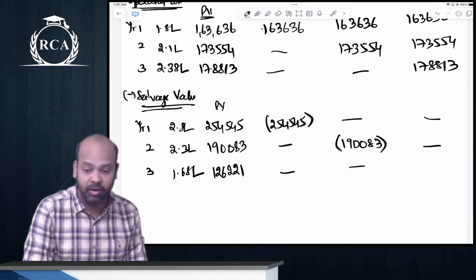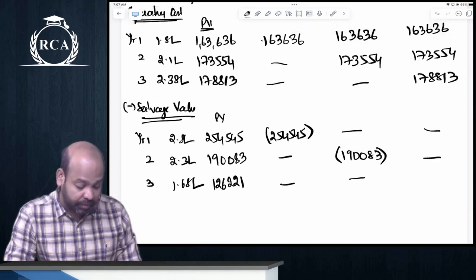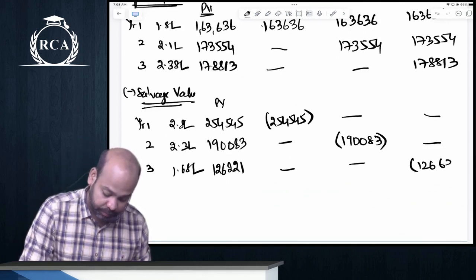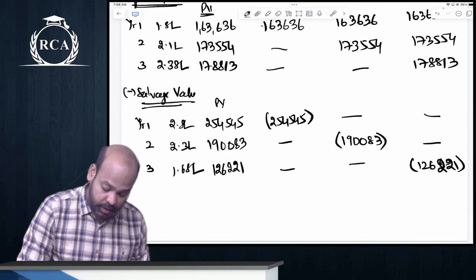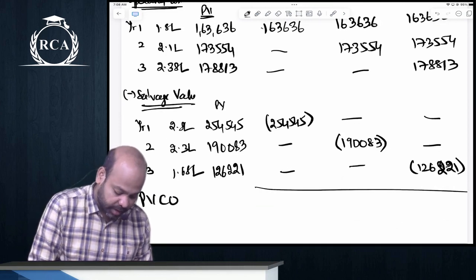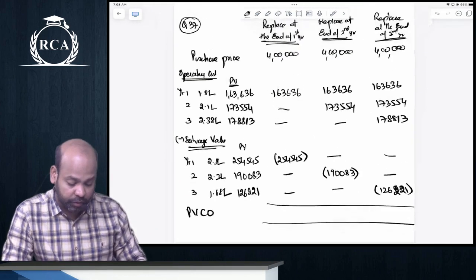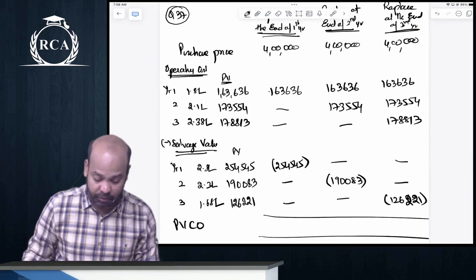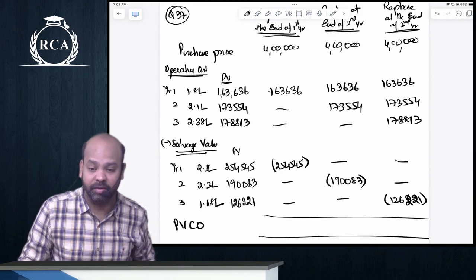This is not operating cost, beta. This is resale value. If I sell the asset at the end of third year, I'll write 1,26,221. These are my cash flows, beta. This will become the present value of cash outflows of using the machine for different time periods, guys. Based on this, beta, I will have to determine what is my effective annual cost.